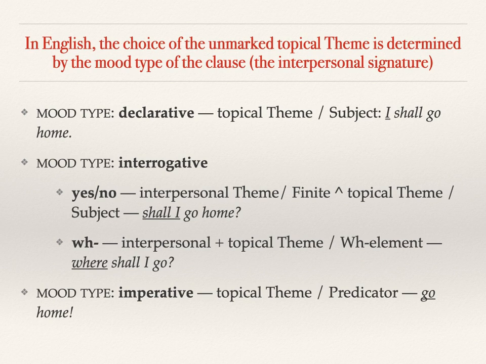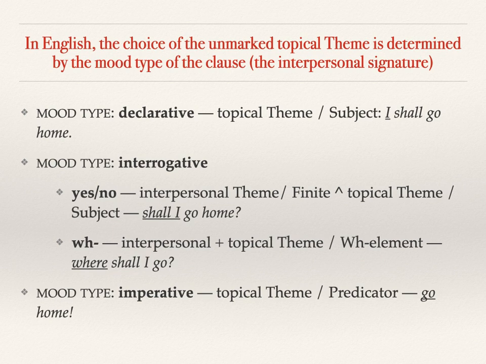Finally, we have one more major mood type, the imperative. This is typically in English a command, like "go home." Now, what's the topical theme here? Well, typically just the verb, as in "go home." Interpersonally, the function here is predicator. We'll have more to say about this.